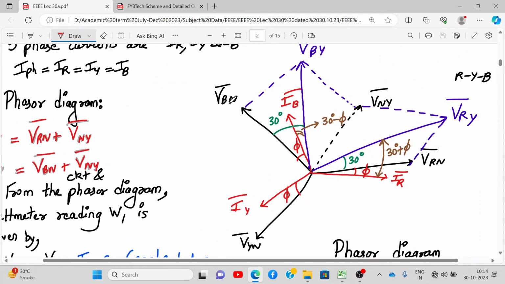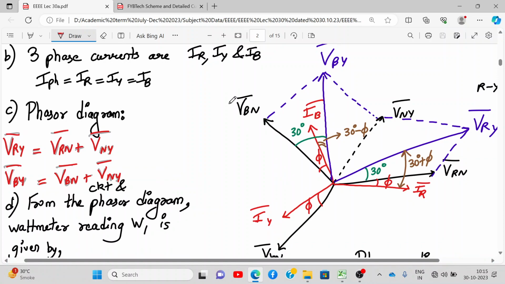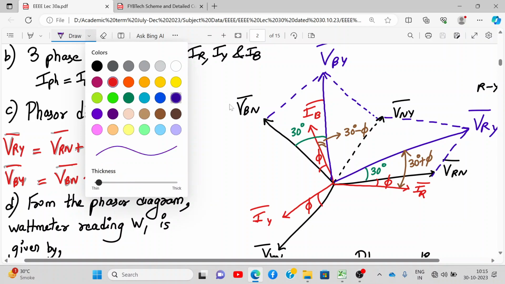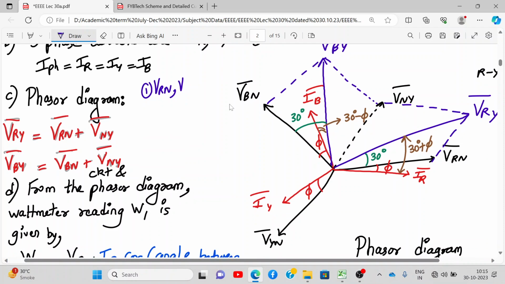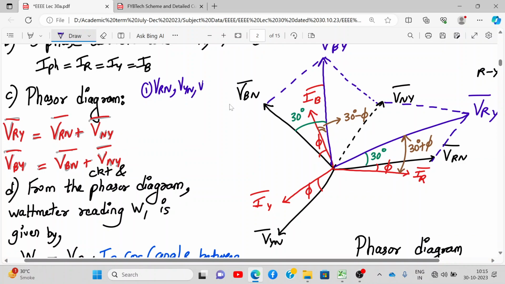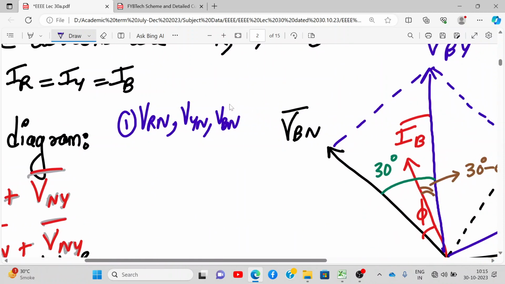So how to draw this? How to start? What is the starting point? What will you do first? First, you will draw the phase voltages. So the first thing is, don't draw this. You can do it later at home and practice it. Don't draw it right now. So first thing you do is, let me write over here. First, you draw VRN, VYN, and VBN. What are these things? These things are phase voltages differing from each other by 120 degrees.